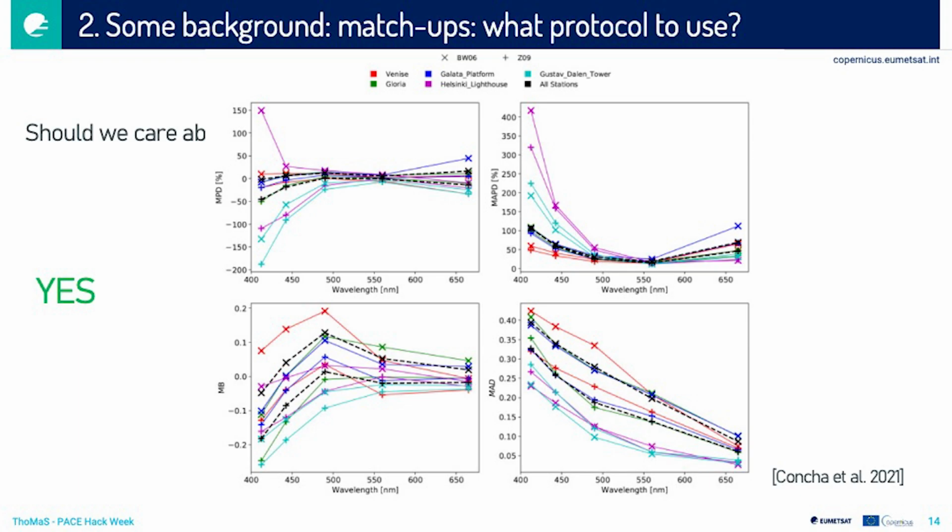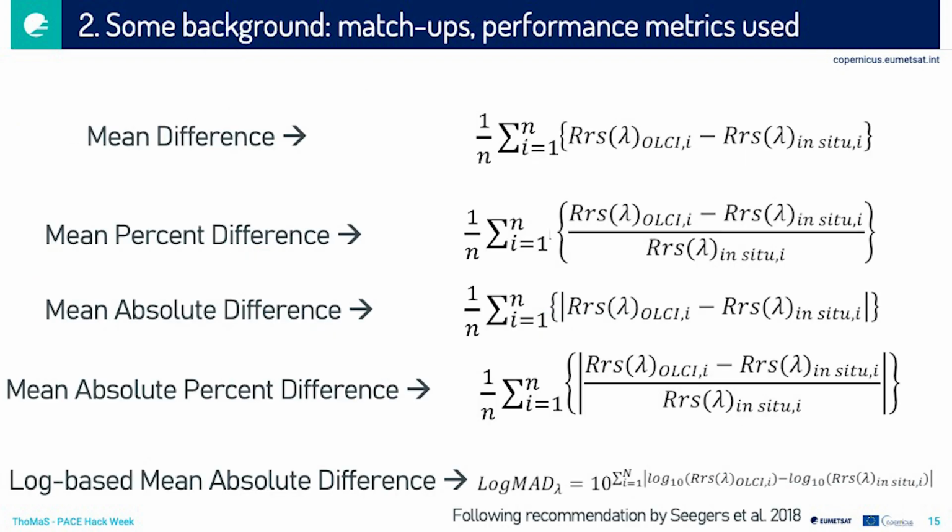Okay, so this is just to illustrate the importance of the impact that choosing different matchup protocols has on the results. This is from Concha et al. 2021, but I will skip this. So the message is yes, the matchup protocol that you choose has an impact on your results, on your matchup performance metrics. And so this is a summary. Oh, I'm very late. Sorry. Okay. Just tell me I should stop, and I just stop.